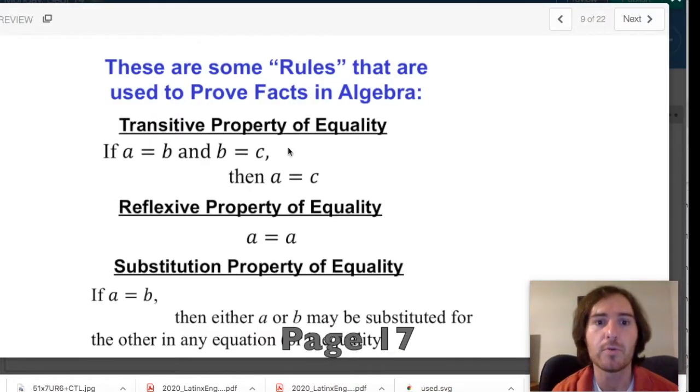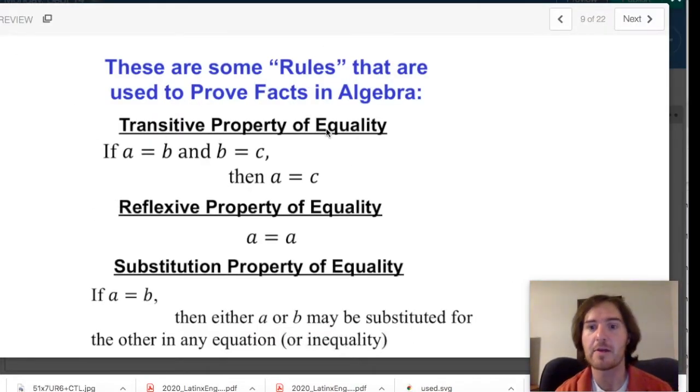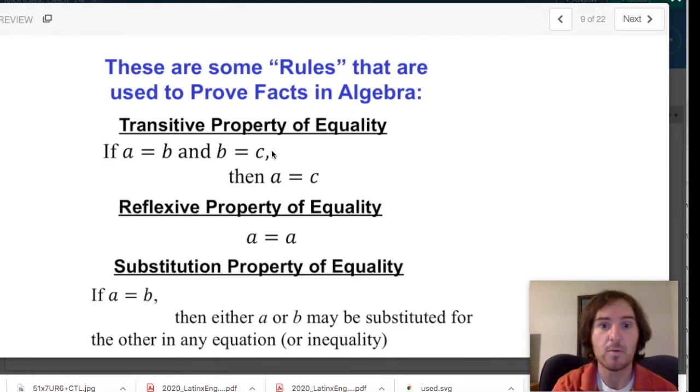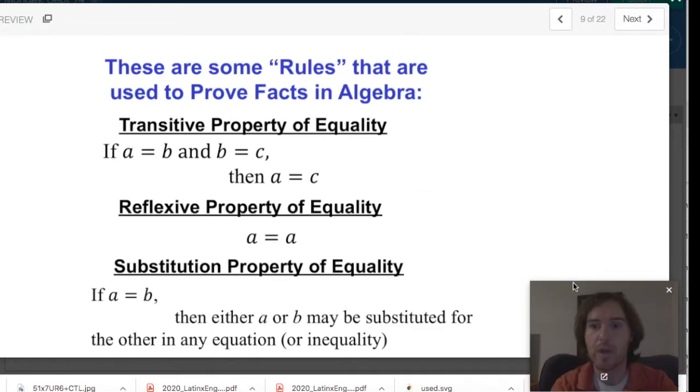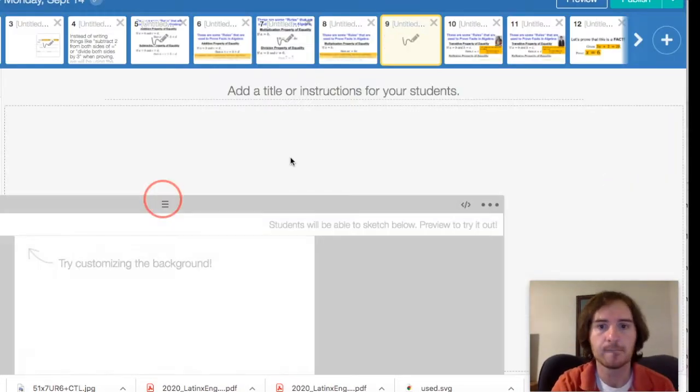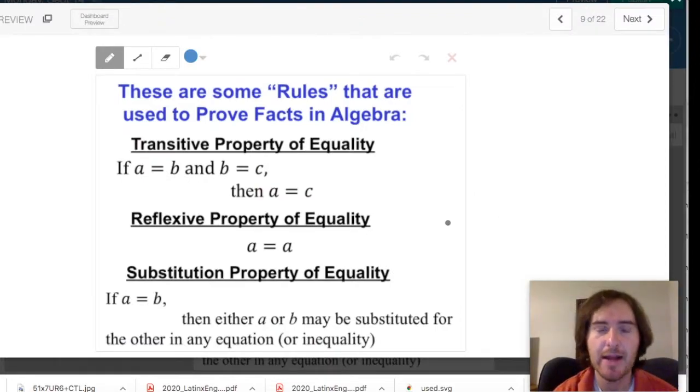So here are some more rules right here. We got the transitive property of equality. If A equals B and B equals C, then A equals C. This one's kind of a bit wordy. Let me actually make it so I can write on this. And I can write on it now.